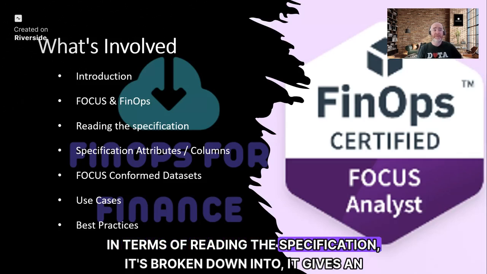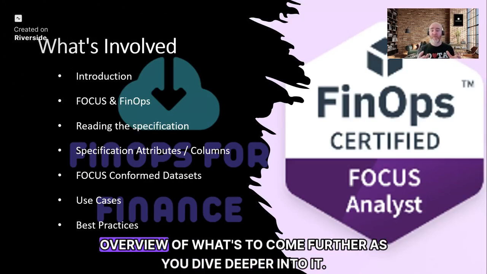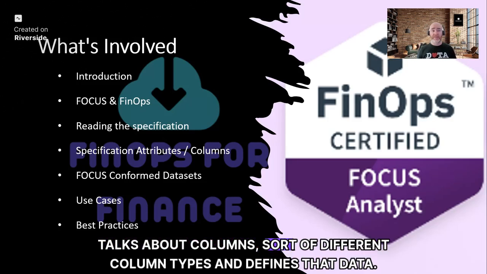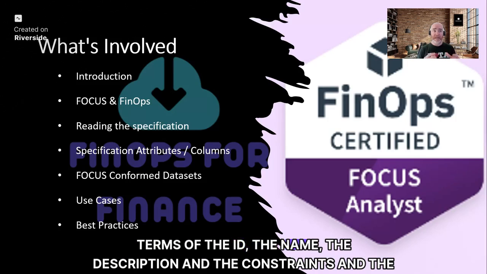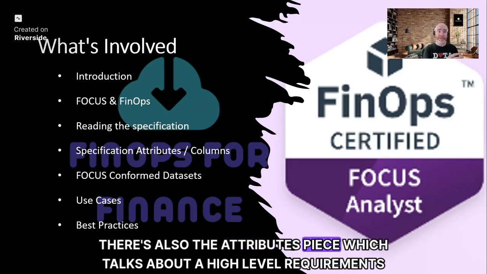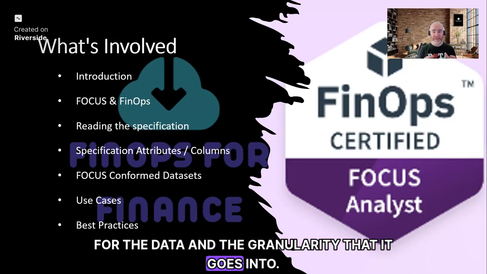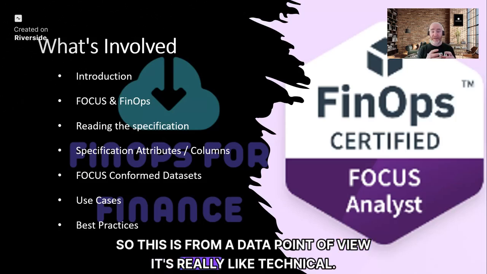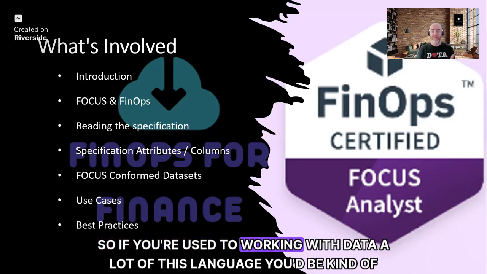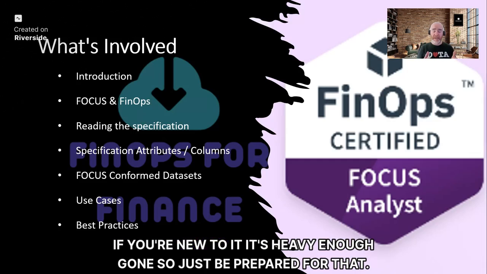In terms of reading the specification, it gives an overview of what's to come as you dive deeper into it. It talks about columns, the different column types, and defines that data in terms of the ID, the name, the description, the constraints, and the versions. There's also the attributes piece, which talks about high-level requirements for the data and the granularity it goes into. From a data point of view, this is really technical. If you're used to working with data, a lot of this language will be familiar. If you're new to it, it's heavy going, so just be prepared for that.